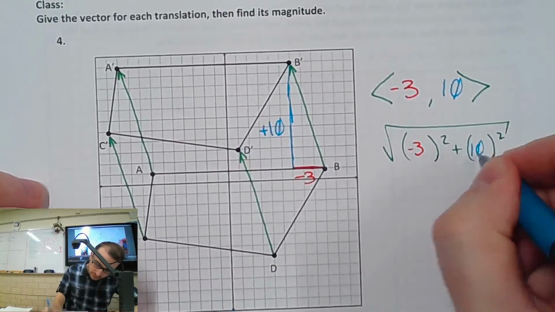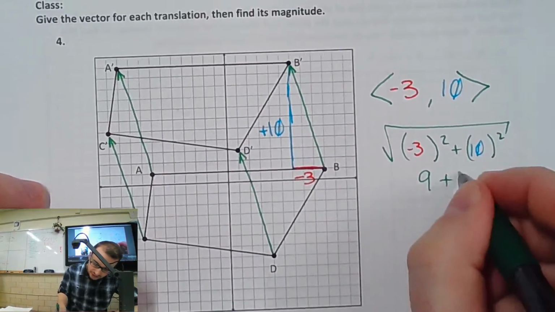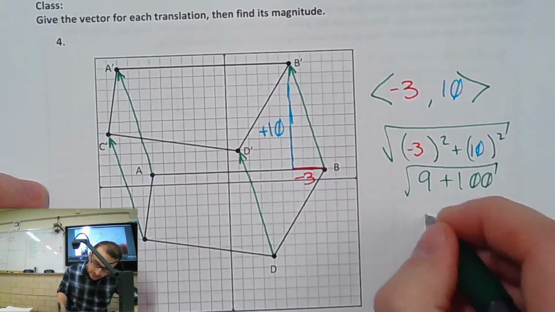Square and add the components, then root them. That's 9 plus 100 under the root. So that's root of 109.